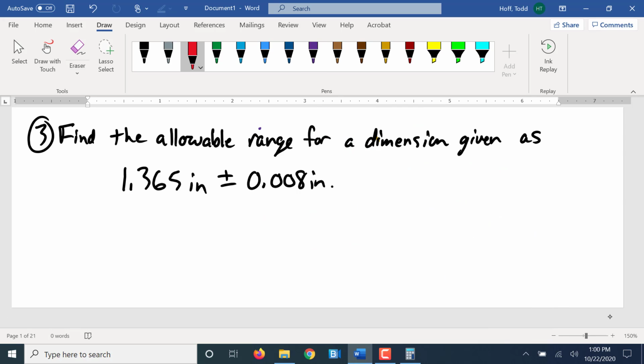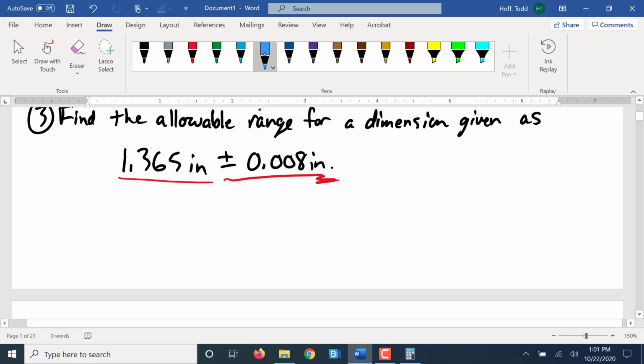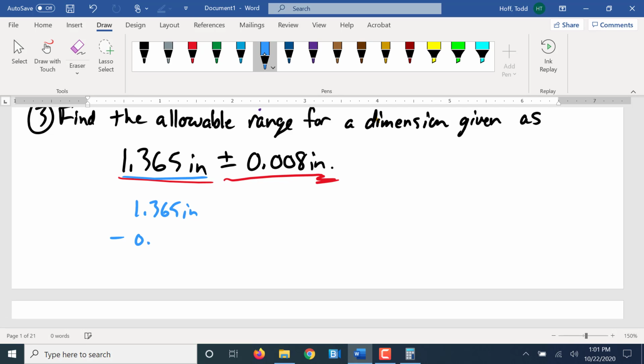For problem number 3, we're asking you to find the allowable range for the dimension that is given as 1.365 inches plus or minus 0.08 inches. So the range is just to take this desired value, 1.365 inches, minus that allowance of 0.08 of an inch. That would give us 1.357 inches.